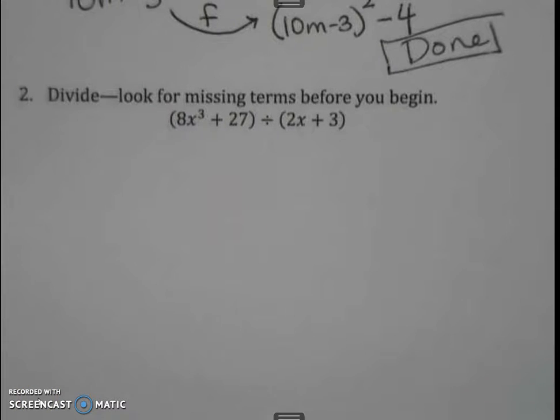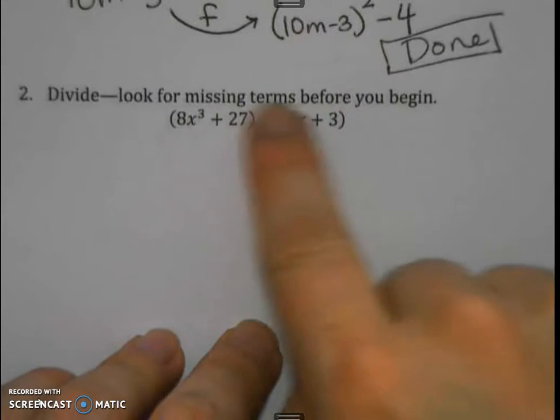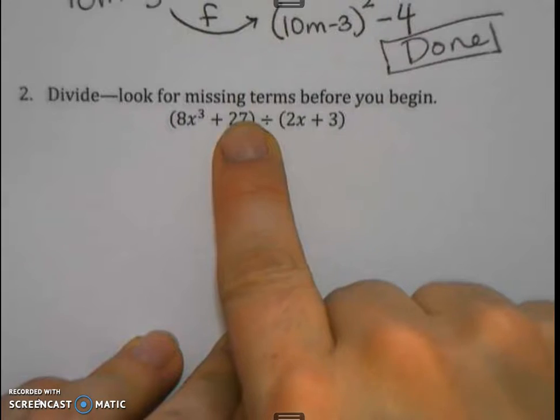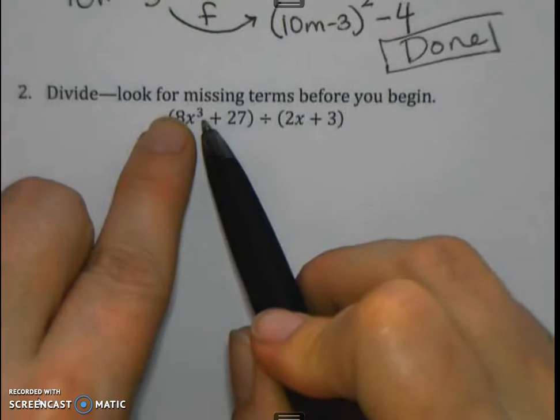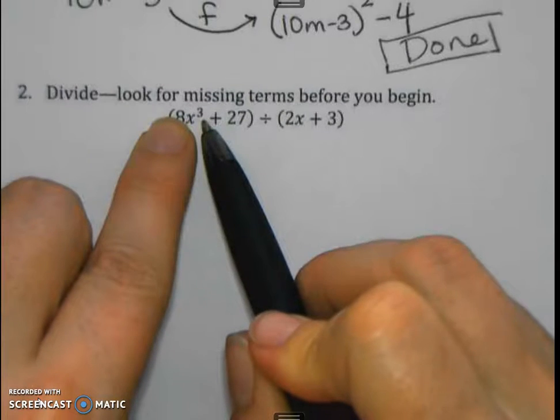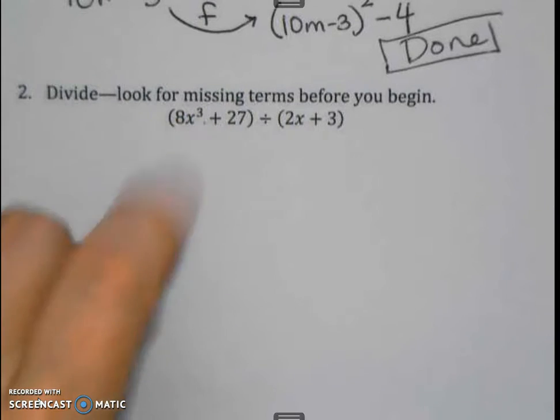All right, so the other half of your quiz is about division, and it doesn't ask you to look for missing terms. That's something I'm doing in the review. So you're going to have to make sure to do that on your own. But you'll notice it goes power of 3, but there's no power of 2, and there's no power of 1.